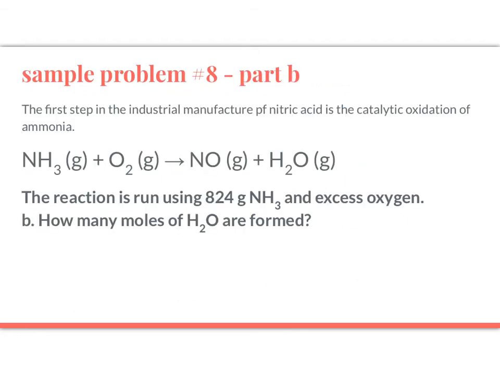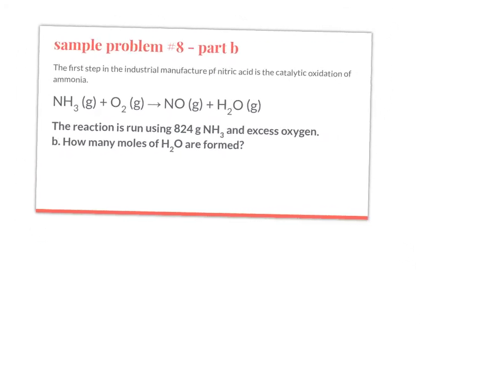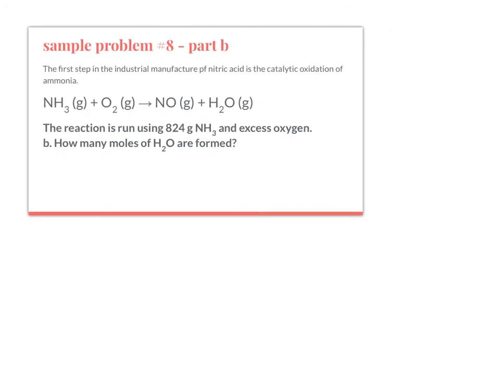Okay, so part B is the one that you have to work out next on your paper. So, again, the balanced equation was 4, 5, 4, 6. Okay? And so this is our given still. And our unknown is moles of H2O. So, let's start with 824 grams of NH3.